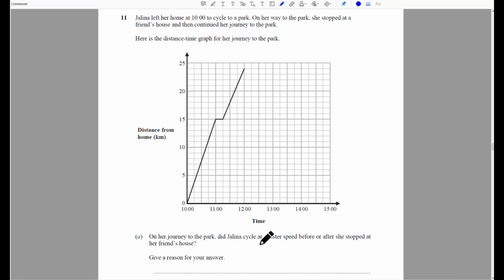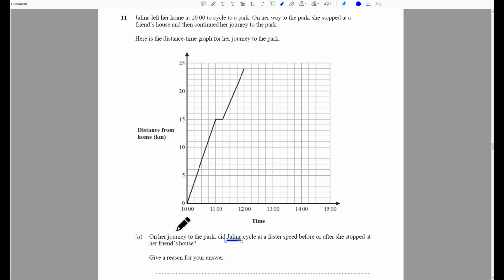So on the journey to the park, did Jelena cycle at a faster speed before or after she stopped at her friend's house? I've taught thousands of different students in very multicultural schools, and I've never taught a Jelena, so I do wonder where they get these names from. Anyway, that's going off on a tangent.